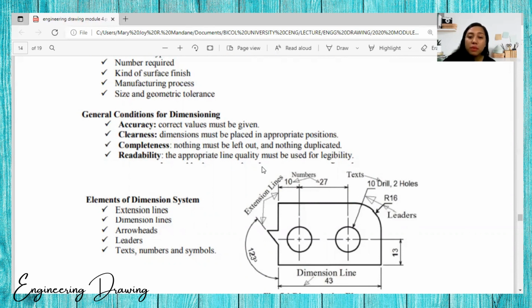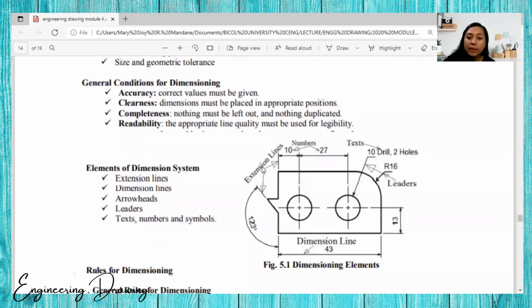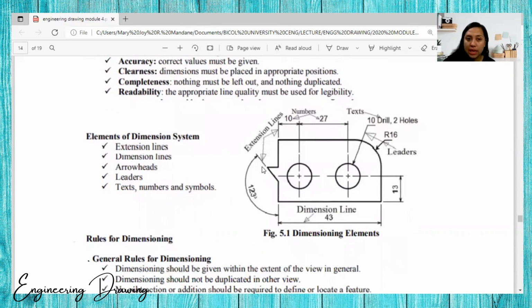Clearness, this dimension must be placed in appropriate positions. Completeness, nothing must be left out and nothing duplicated. And readability, the appropriate line qualities must be used for legibility. And we have the elements of the dimension system. We have the extension lines, dimension lines, the arrowheads, the leaders, text, numbers, and symbols.